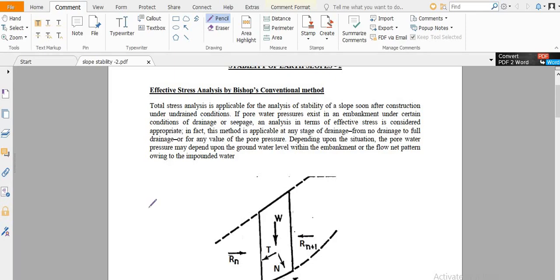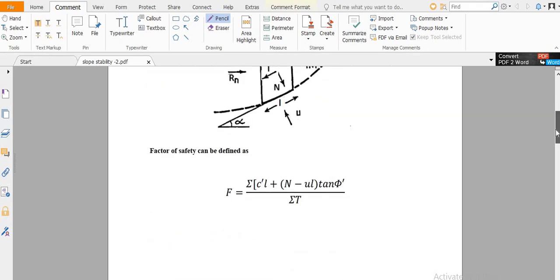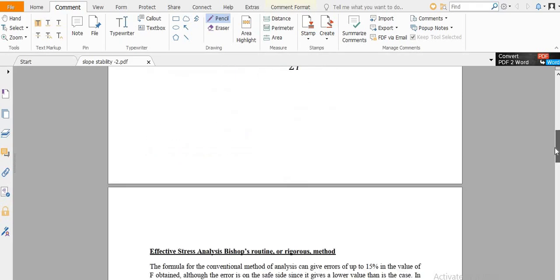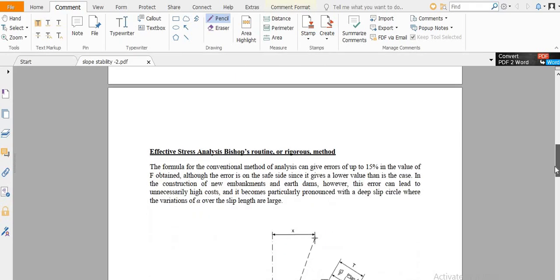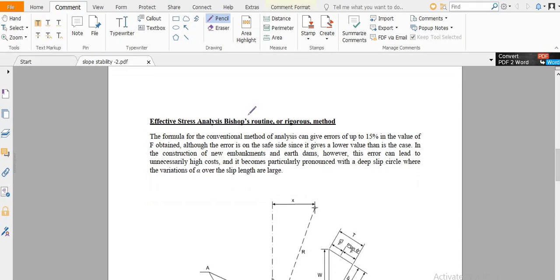So hello everyone. In the previous lecture we discussed Bishop's conventional method for the effective stress analysis, and we obtained an equation for the analysis like this. Today we're going to discuss Bishop's routine or rigorous method.